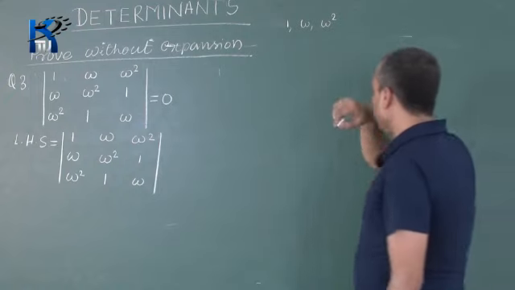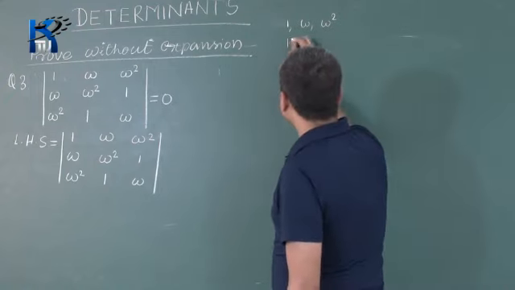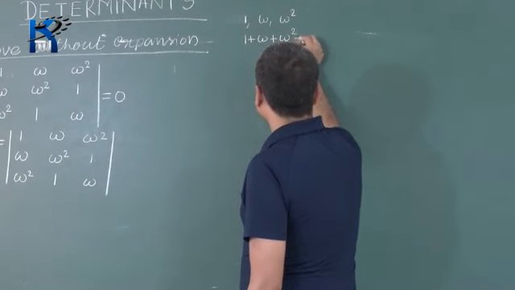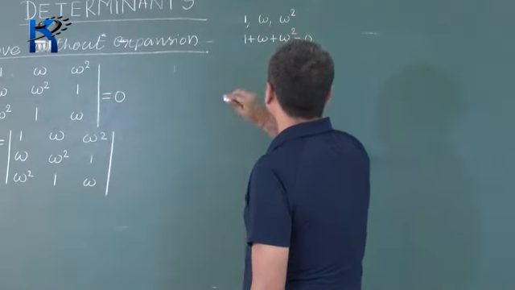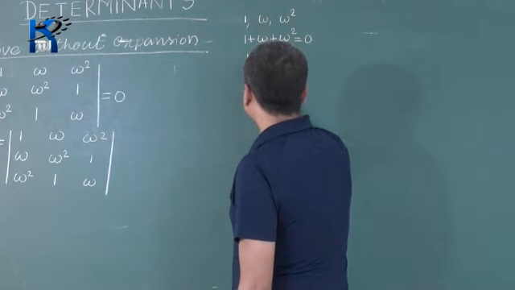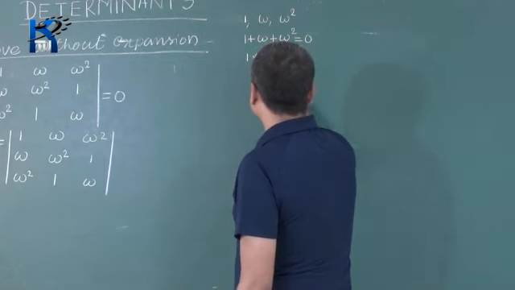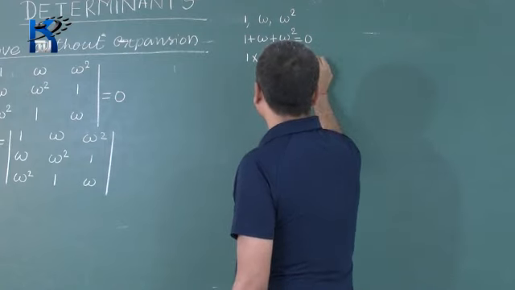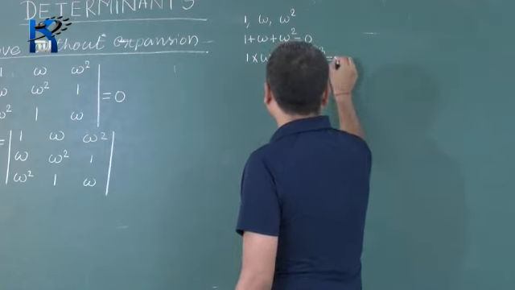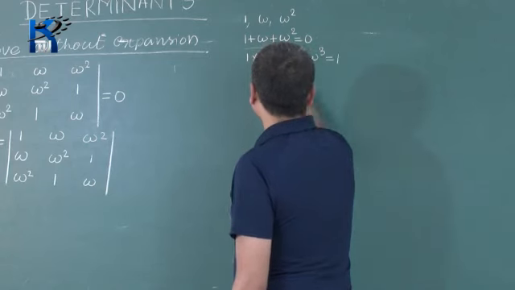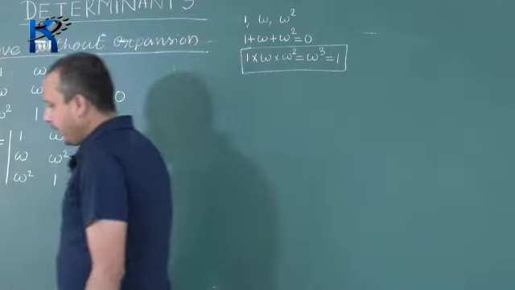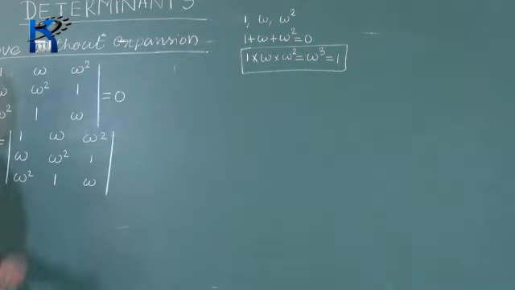And the properties of the cube roots of unity: the sum of the cube roots of unity equals 0, and the product of the cube roots of unity, like 1 into omega square, what will we get? 1 into omega square is omega cube, and the value of omega cube is 1. You just have to remember these things. Omega cube is 1.